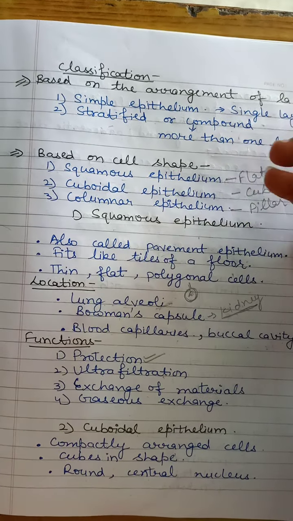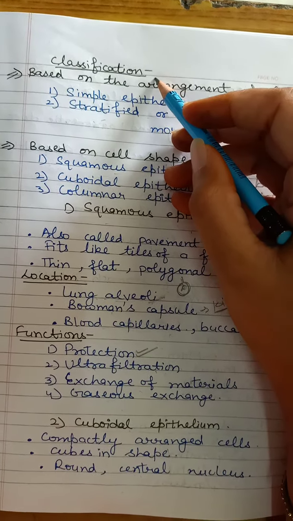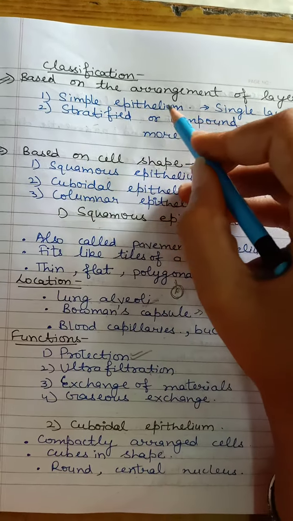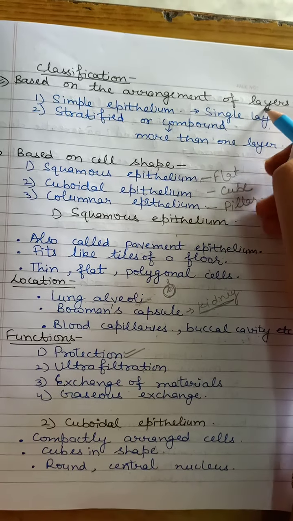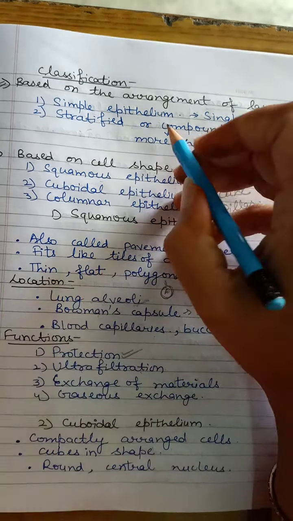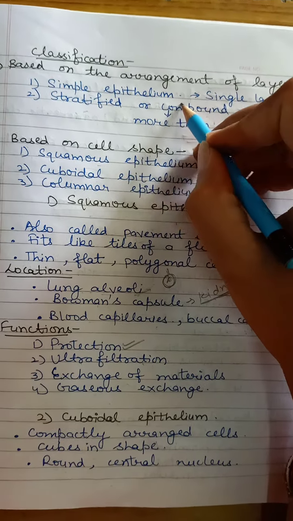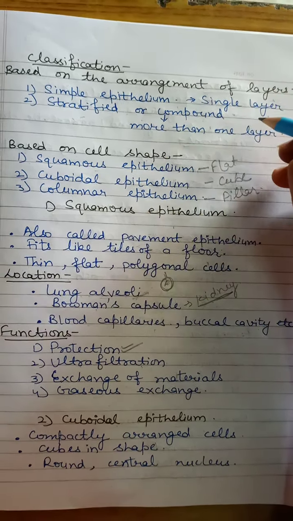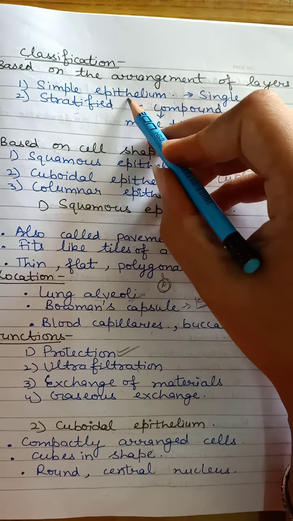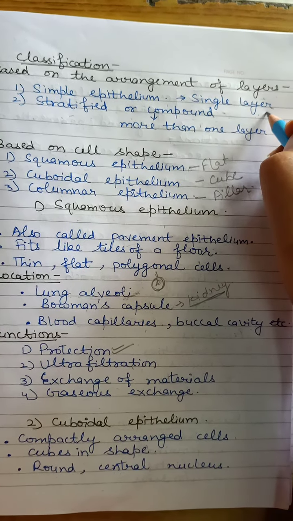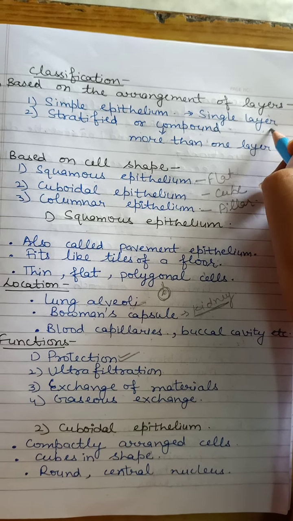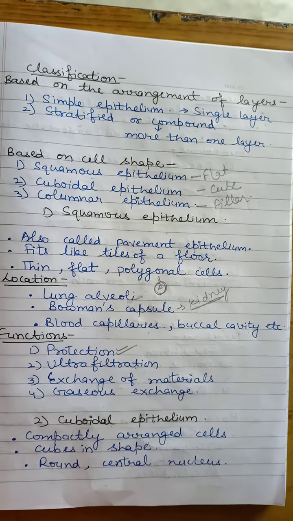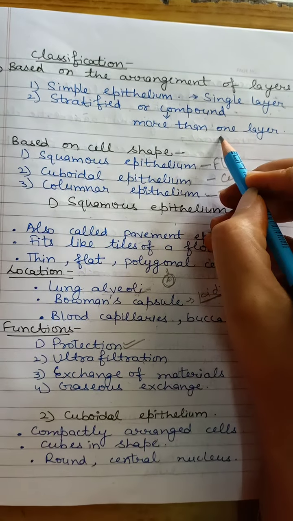Hello everyone. Today in this video we will complete the classification of epithelial tissues. So the first basis of the classification was the arrangement of layers. On the basis of arrangement of layers, epithelial tissue is of two types: simple epithelium and stratified or compound epithelium. Simple epithelium is the epithelium in which only a single layer is present. Compound epithelium is the epithelium in which more than one layer of cells are present.